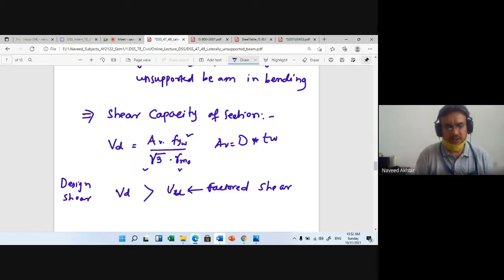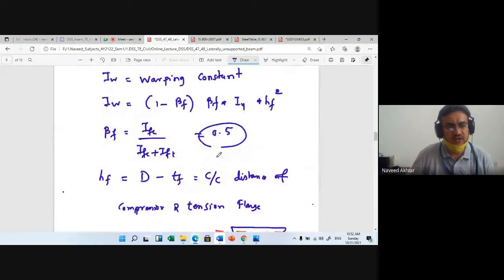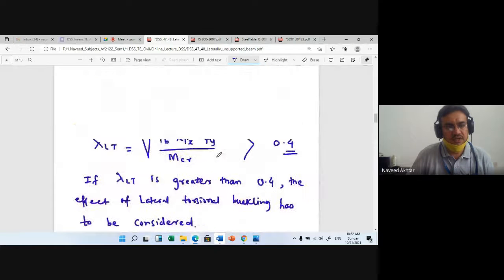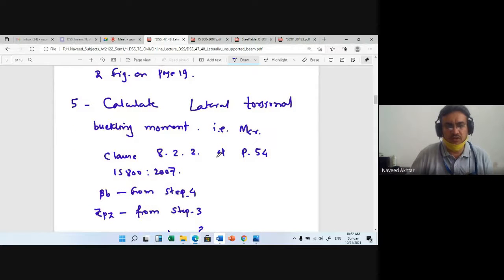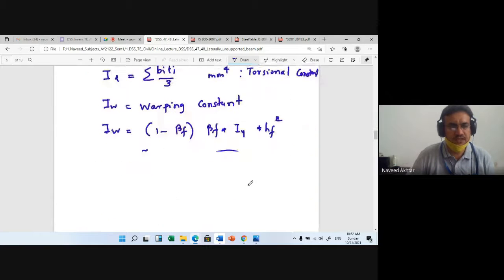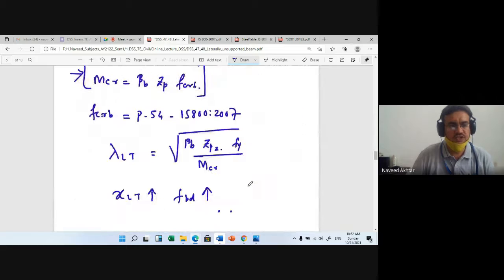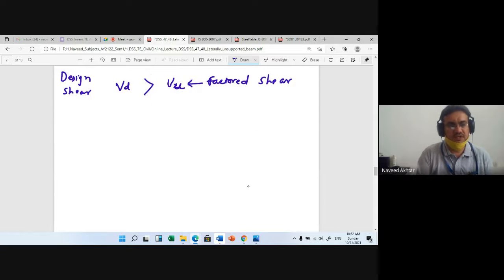This is the step number. How many steps have we done? Calculate the lateral torsional buckling moment, MD, MCR, that is step number 5. Then the shear check is step number 6. Now we'll go for step number 7.